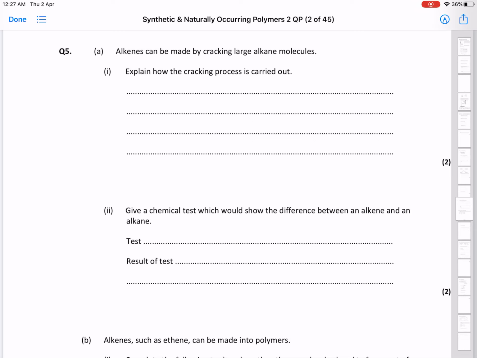And let's start with the first question about how cracking of large alkane molecules can be done. So explain how the cracking process is carried out. Well, cracking is a very common process in organic chemistry to break down the large alkane molecules into smaller alkane molecules, and we get some alkene molecules as well. But how is this process happening?